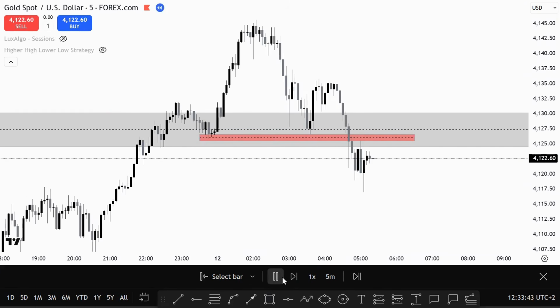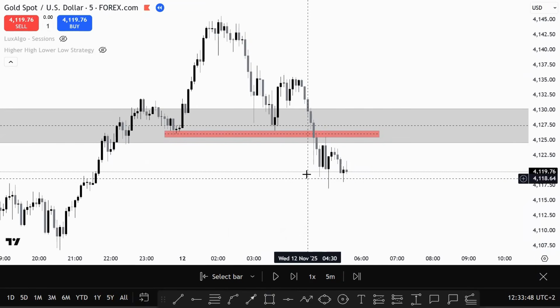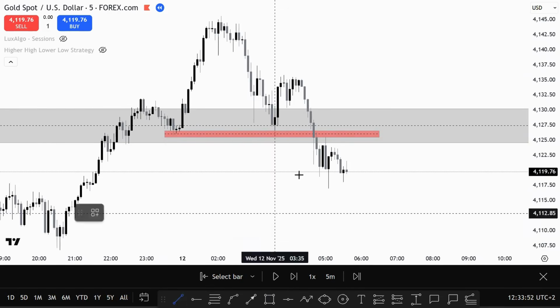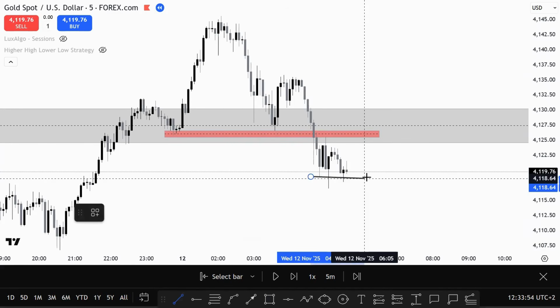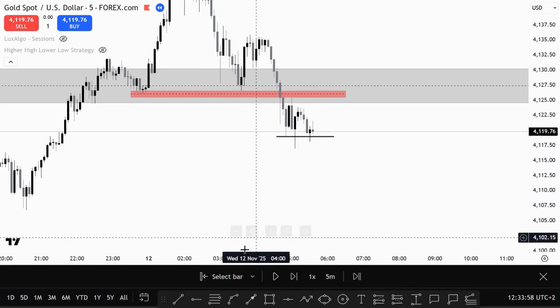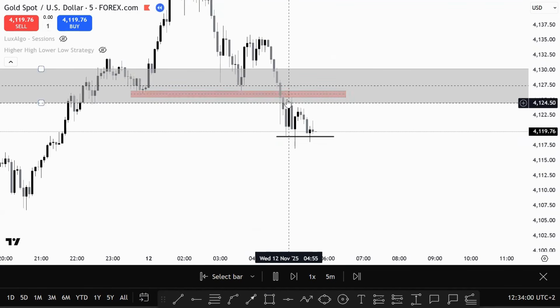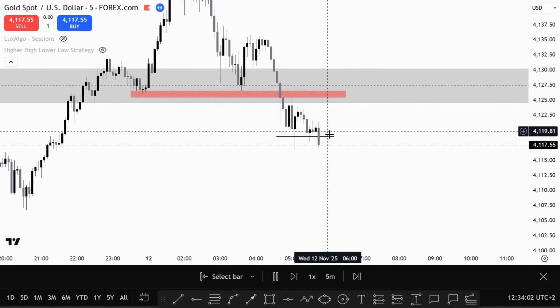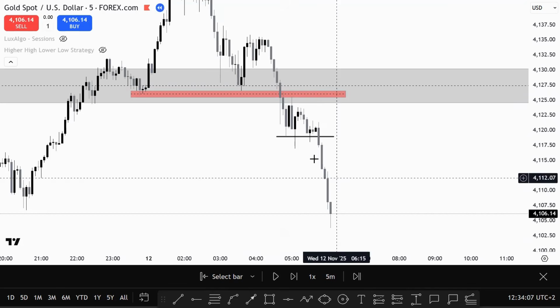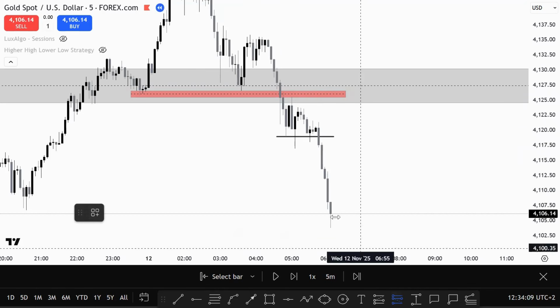So we were then able to use this as some sort of an entry. You could have used this as an entry also, considering that it is a lower low and then price made a lower high. You can then mark those lower low, lower high, and then as you can see, price started to shoot to the downside. So this is how your entry would have been.